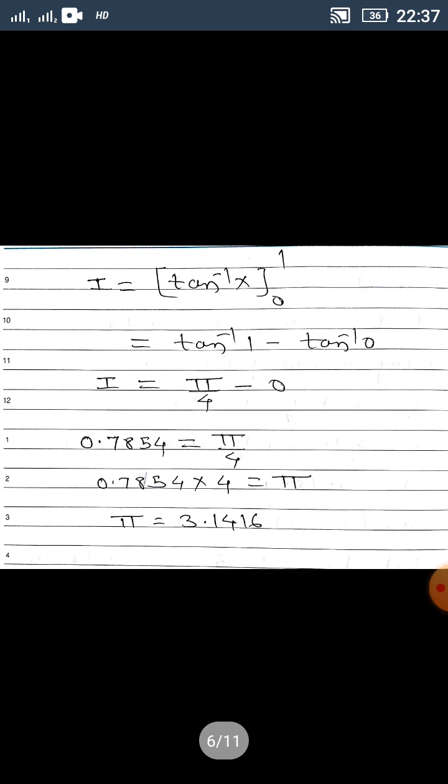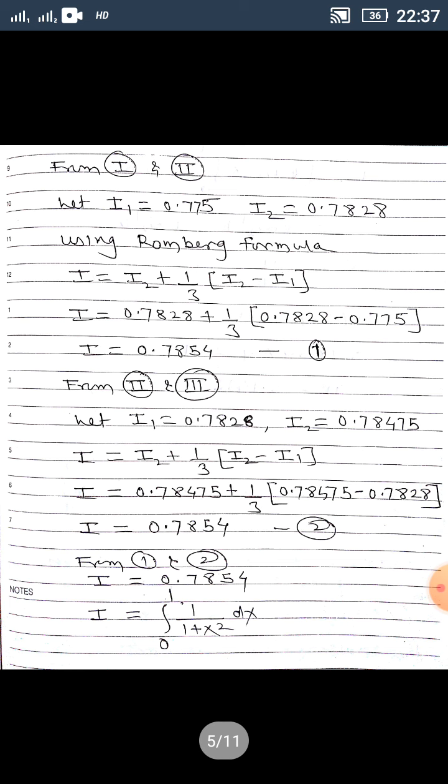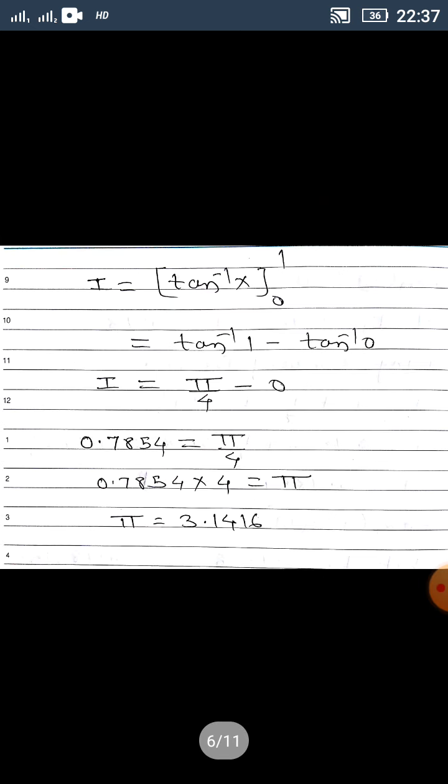Next, I is nothing but the integration from 0 to 1 of 1 upon 1 plus x square dx. Now we integrate directly. 1 upon 1 plus x square integration is tan inverse x and the interval is 0 to 1. Now substitute x is equal to 1, tan inverse 1 minus tan inverse 0, x is 1, x is 0. Tan inverse 0 is 0. Tan inverse 1: tan has value 1 when the angle is pi by 4, 45 degrees.